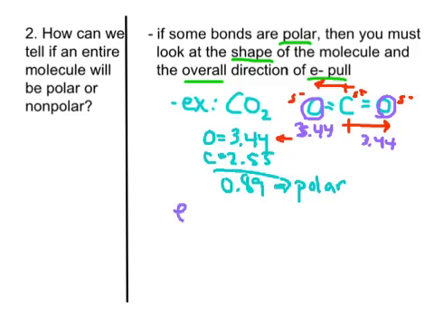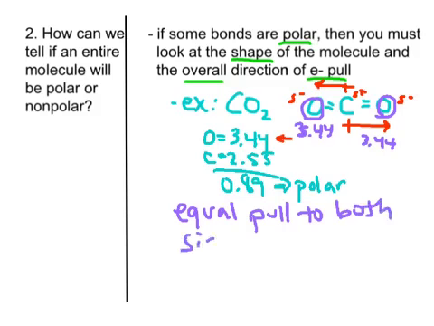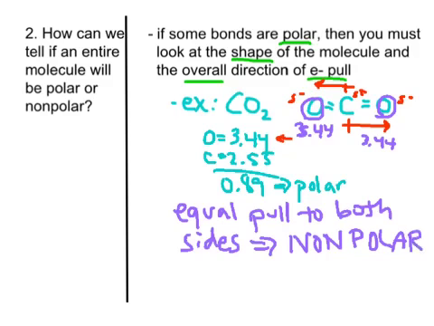So since we have equal pull towards both sides, this molecule is non-polar. All right, so carbon dioxide, even though the bonds in carbon dioxide are polar bonds, it is a non-polar molecule because we've got equal and opposite pull in both directions from the oxygen atoms on the carbon.